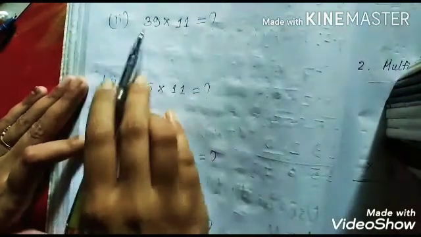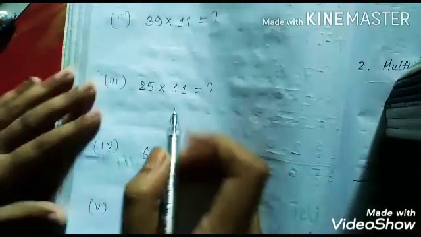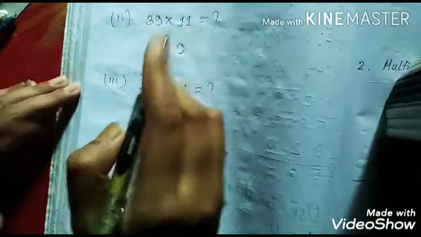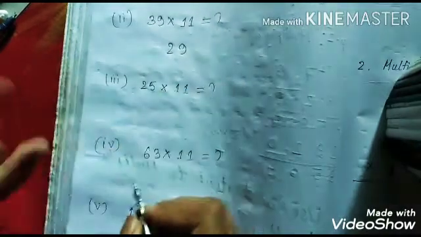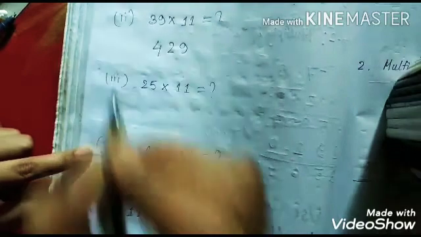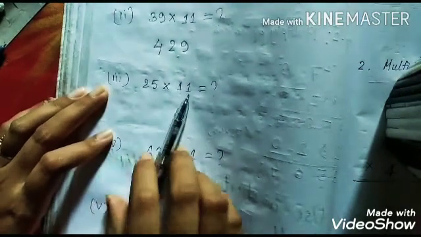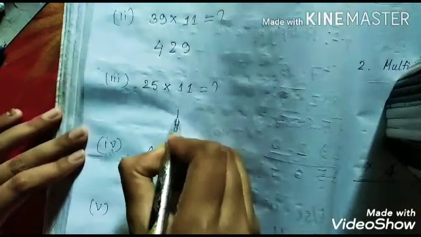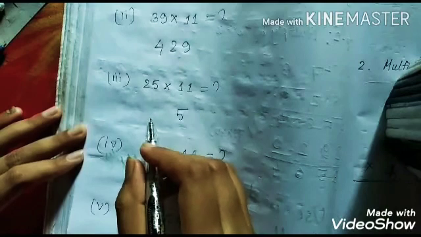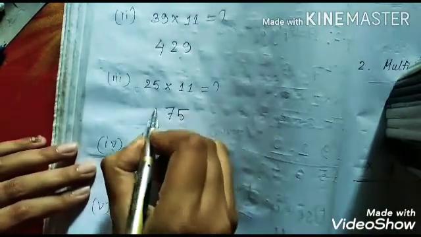So here you can see the second one is given, 39 into 11. In the ones place it is how much? 9. Then 3 plus 9, if we do, we'll get 12. So 2 and carry 1, and here 3 is there, 3 plus 1 will be 4. Similarly, the third question, you can see 25 into 11. Here in the ones place 5 is there. Okay, 5 plus 2, if we do, what will we get? We'll get 7. So 7, and as there is no carry, 2 will remain as it is.